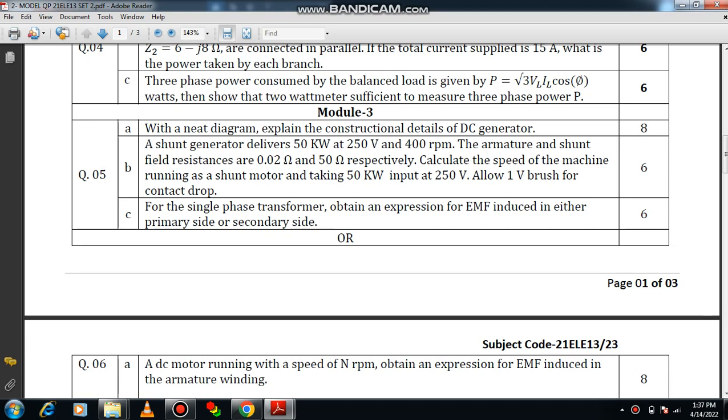Question number 5a. With the neat circuit diagram, explain the construction details of DC generator. You need to produce the neat diagram. How to answer this? Do you know that? There are 8 marks. How to answer this? So, better I'll be showing you the answer key.